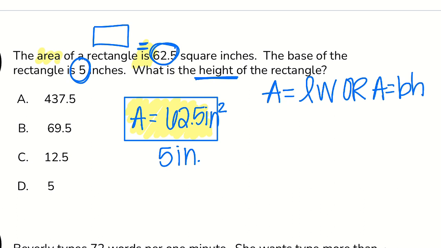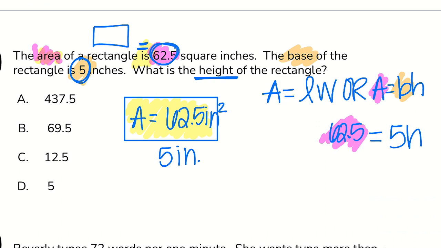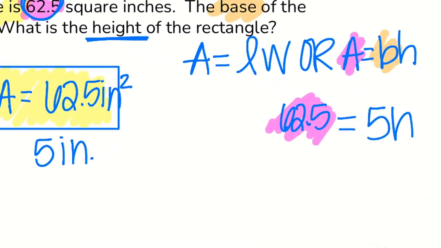Base times height. So now I'm going to plug in the stuff I know because it gave me stuff. It told us that the base is 5. So everywhere I see a B, I'm going to plug in a 5. And then it also told me the area. So A for area is 62.5. So everywhere I see an A, I'm going to plug in 62.5. Oh, we're going to actually have to solve this. Then I'm looking for the height. So that's going to be my unknown. That's my variable. I'm just going to leave it as an H for height. If you have an I don't know, it's a variable.